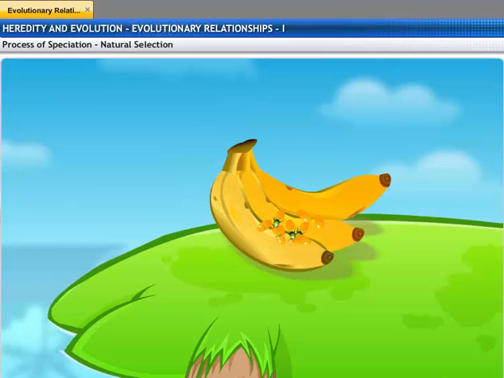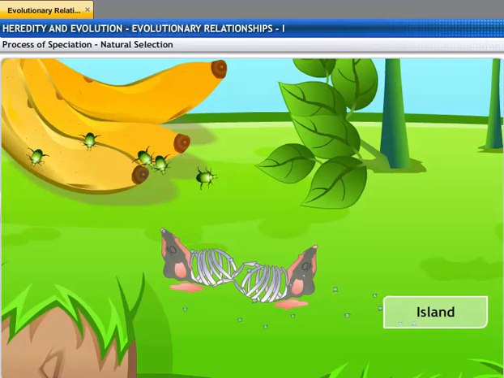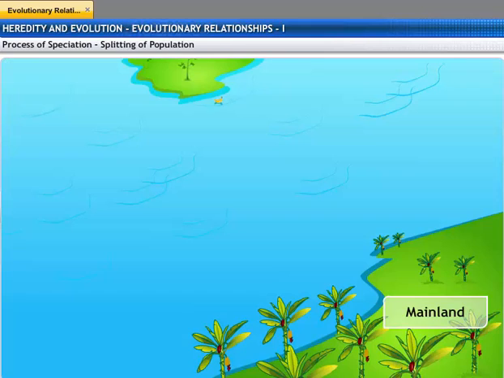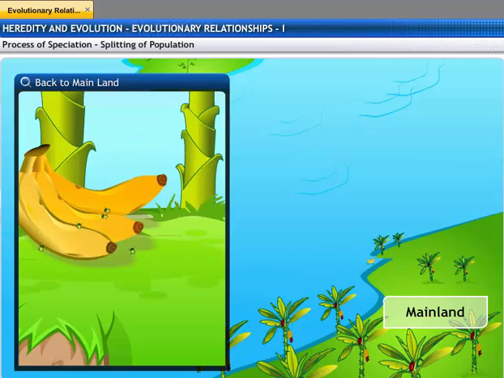The beetles hatch out of the eggs and mature on the island. Ecological conditions are slightly different on the island as compared to the mainland. This leads to a change in morphology and food preferences in the beetles over the course of generations. In case another storm occurs, the beetles from the island may get washed back to the mainland.